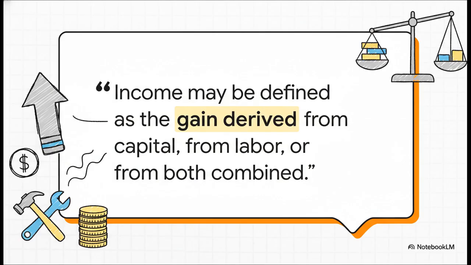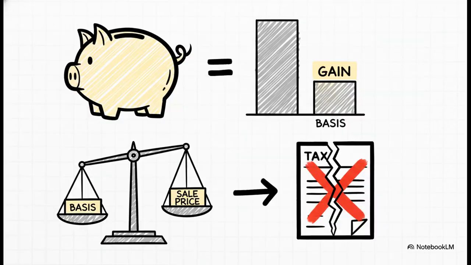Income isn't just money changing hands. According to the highest court, it has to be a gain. So, the source material boils it down to this simple but incredibly powerful equation. If income requires a gain, and a gain is whatever you make above your basis, well, then the logic is pretty clear. If you have no gain, you have no taxable income, period.